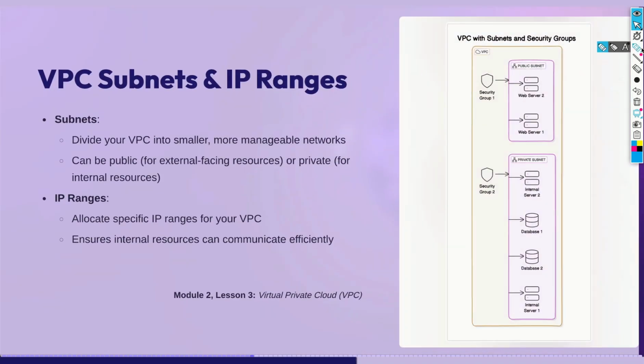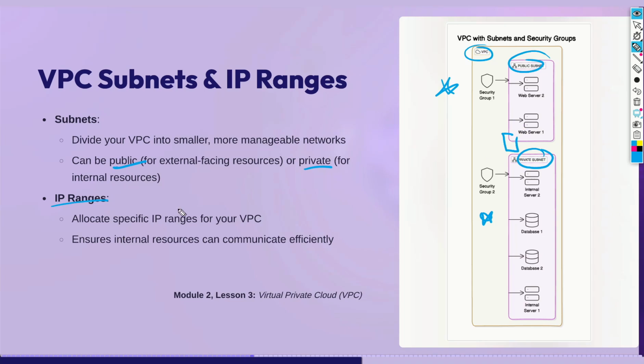Quickly, I'll go over what subnets and IP ranges are. Subnets allow you to divide your VPC into smaller, more manageable networks. You can have a public-facing subnet or a private-facing subnet for your internal resources. Anything on the public subnet will have a public IP address that you can access externally, and anything on the private you can access from within your VPC. Your private subnet can communicate with your public subnet through some kind of gateway or directly, if that's how it is set up.